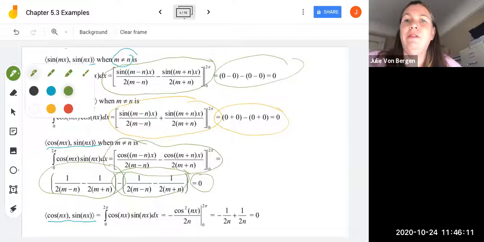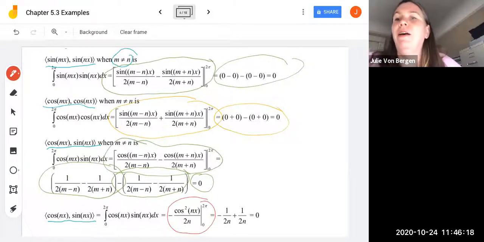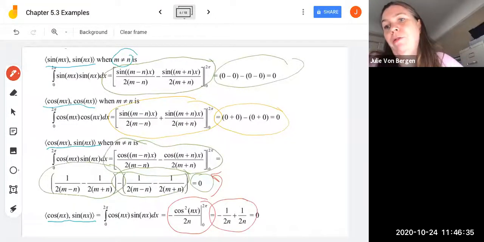And then our last calculation to verify down here is cosine of nx and sine of nx if n is the same value. And so that's going to give us a negative cos squared of nx. So you could also just plug n in for m and n in the formula we just worked out above to see how this comes out to be. And so we're going to get negative 1 over 2n plus 1 over 2n, which cancels out, and another 0.